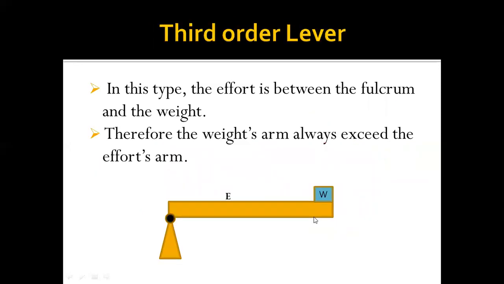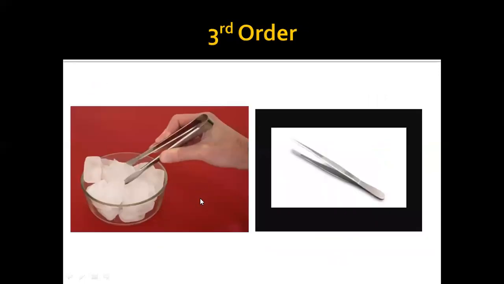Now the third order lever. In this type, the effort is between the fulcrum and the weight. So this is the fulcrum and this is the weight, and in between here there is effort. Therefore, the weight arm always exceeds the effort arm. Examples of the third order levers are these. Here this is the fulcrum, the fixed point. Effort would be applied from here and the weight would be lifted from here. The same here would be the effort. This is the fulcrum and the weight would be lifted from here.